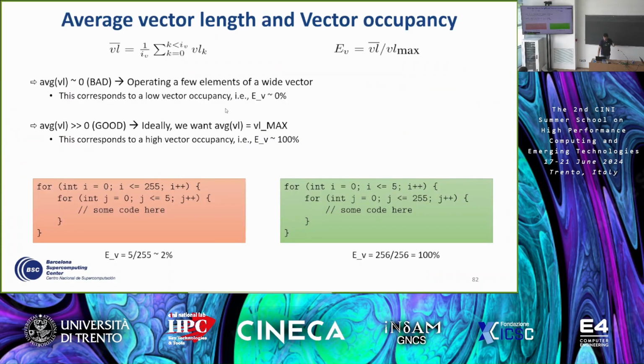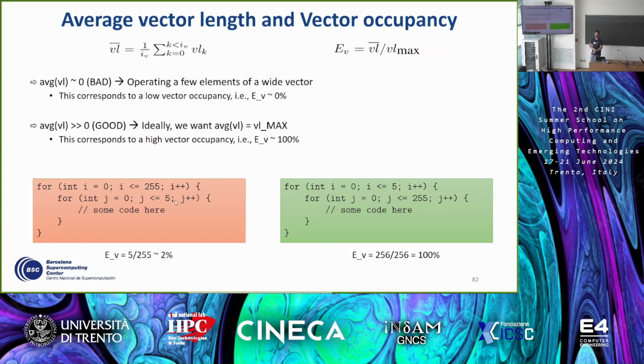Then we have average vector length. That's another good point we were talking about this morning. So I have a vector of 256 elements. What if I use only half of it or one third of it, right? Ideally, we always want to use it with the maximum vector length. So let's look at these two examples. Here I have two nested loops. This one is going from 0 to 256, so it's looping 256 times, and the internal one is looping 6 times.